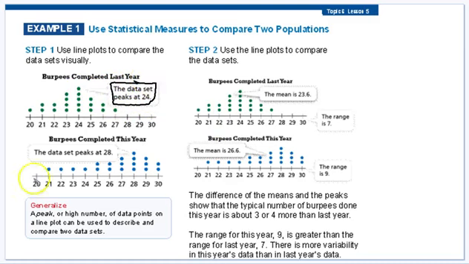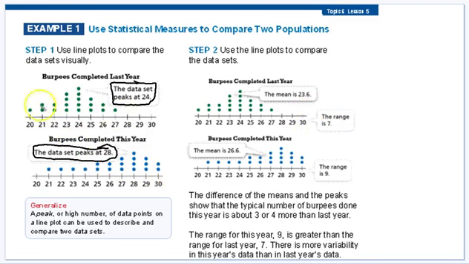Okay, and then if we look at this year, the data set peak is 28. So talking about the data set peak, it's showing that more people have completed burpees this year compared to last year. Okay. Then we do the range.